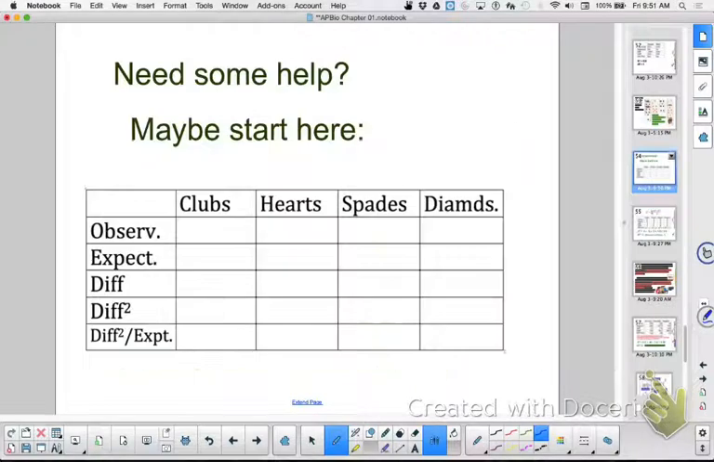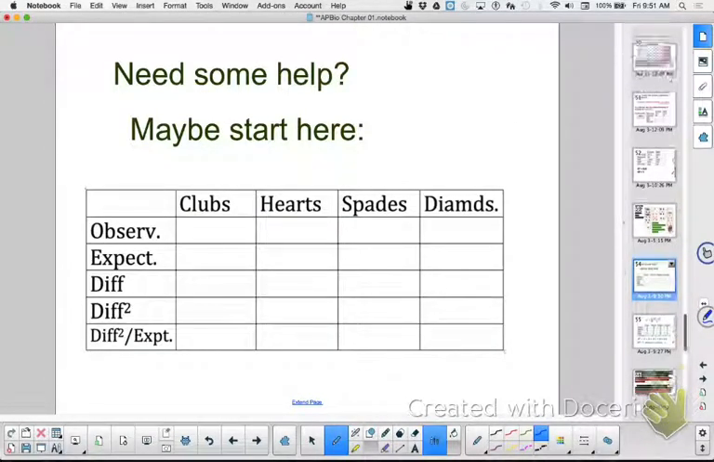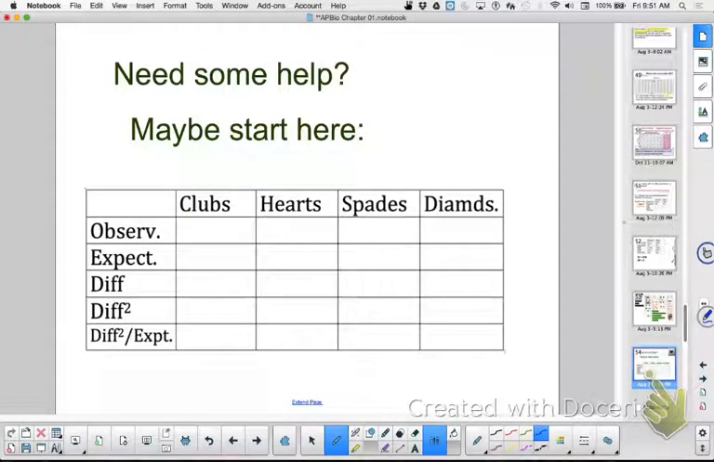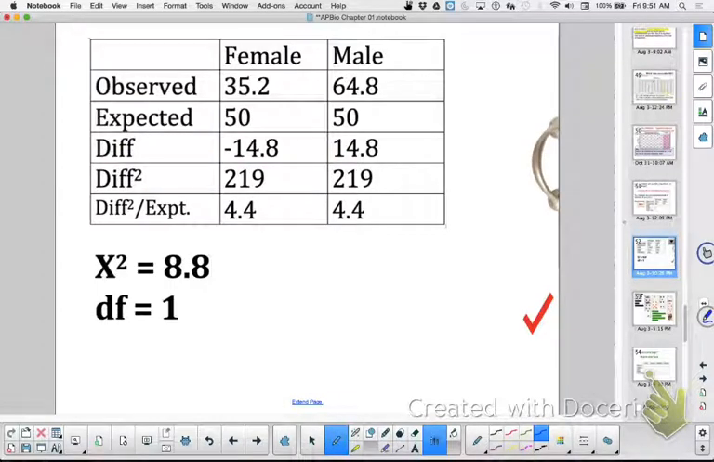Oh, sorry, skipped ahead. Where are we? Here we go. Is this what you got? Okay. So I took the difference, I squared it, and I put it over what I expected, and I got a number. Did you get that far? Okay, so you got your chi-squared of 8.8.